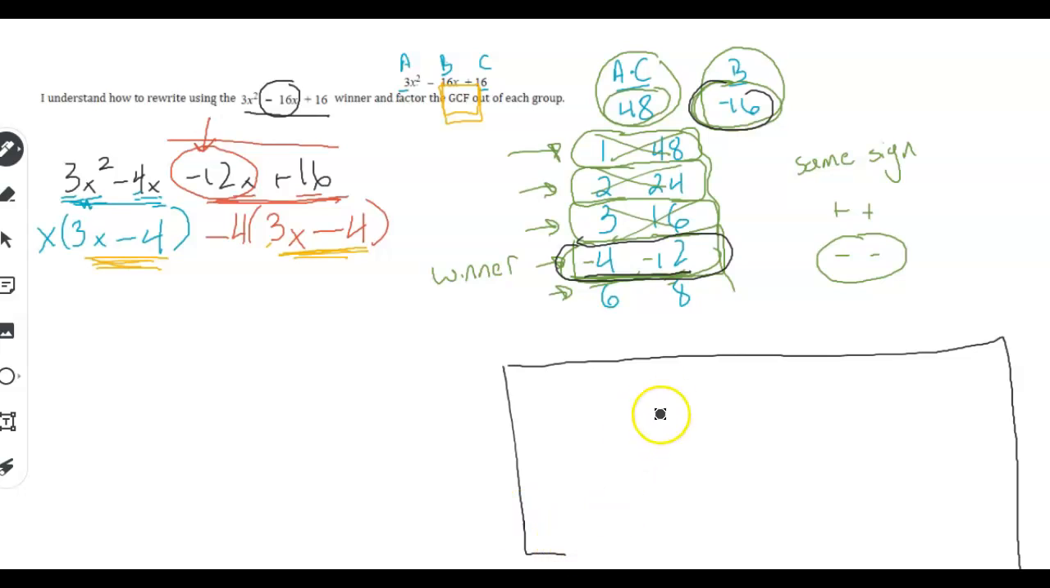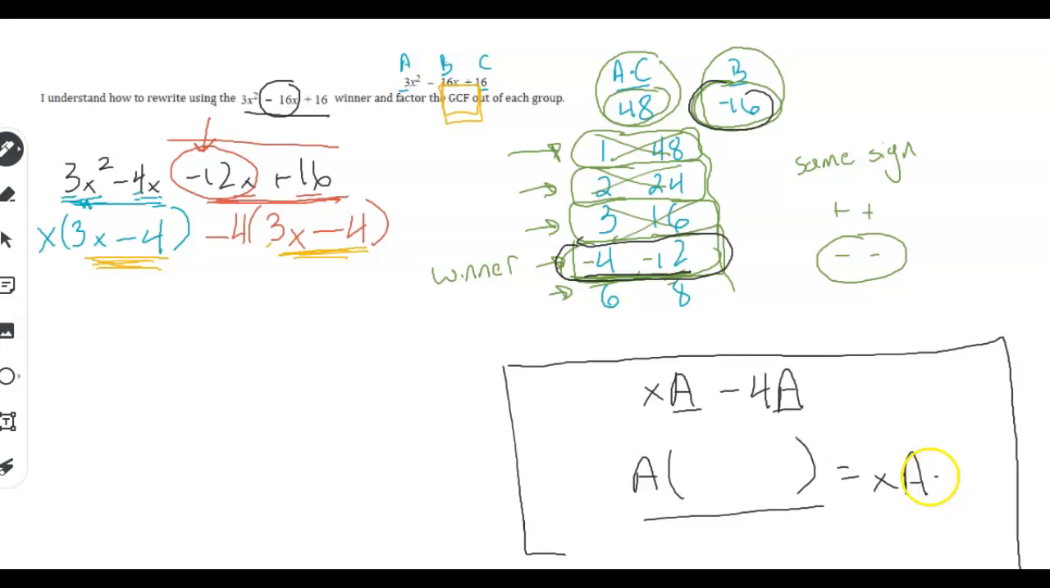If I had something like x times, I don't know, just some factor, I'm going to use a weird capital A, minus 4 times a weird capital A. And I asked you guys, hey, if they have this in common, and I put an A out in front, what goes inside these parentheses? You can see it's that reverse distributive property again. What would have to go inside of here so that this would equal xA minus 4A?